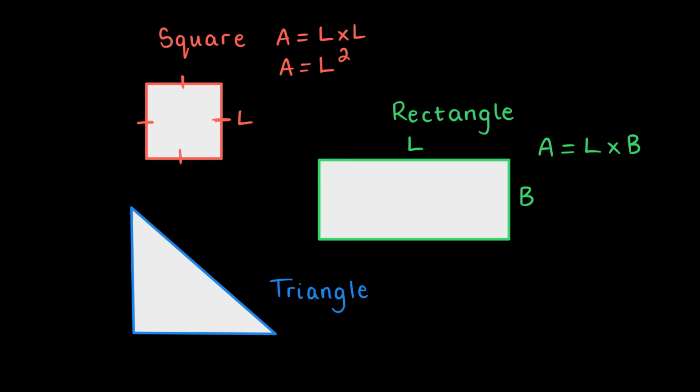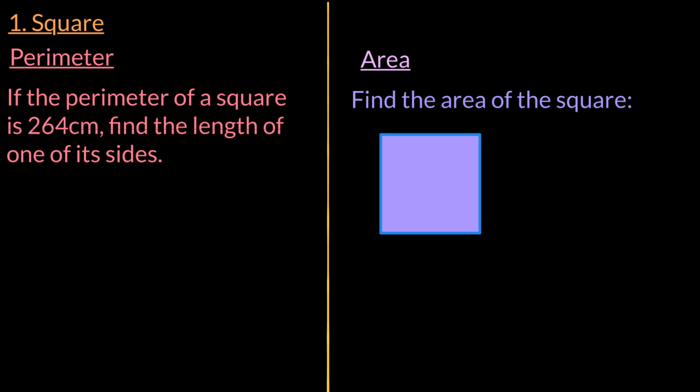Lastly, for the triangle, the formula that we're going to use is area equals a half times B, which represents the base of the triangle, times H, which represents the height of the triangle. The reason that we introduce the half here is because if we can imagine the triangle is half of a rectangle. So if we were to go to a rectangle and put a dotted line down the middle of it, each side would be a triangle. So that's our formula for area of a triangle.